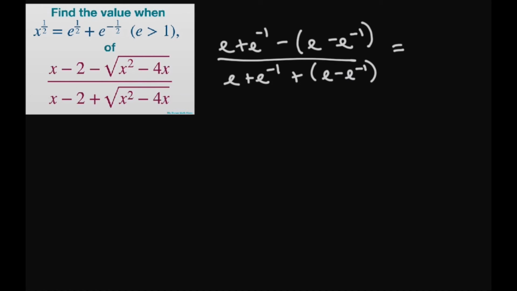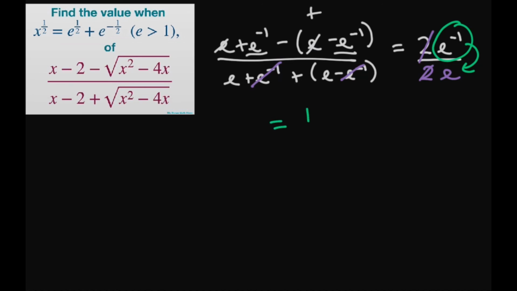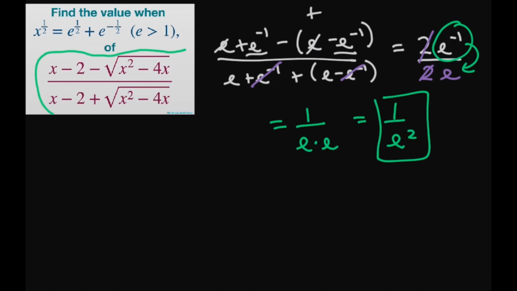All right, so basically, let's see what happens. The e's cancel, and we're going to have 2 of these, because minus and negative means plus. So we're going to have 2e to the power of negative 1, divided by, let's see what happens in the denominator. These 2 cancel. So this is just going to be 2e. The 2's cancel, and then I'm going to move this guy down here. So this is going to be equal to 1 divided by e times e, which is 1 divided by e squared. And that is your value of all of that, given that we have that.